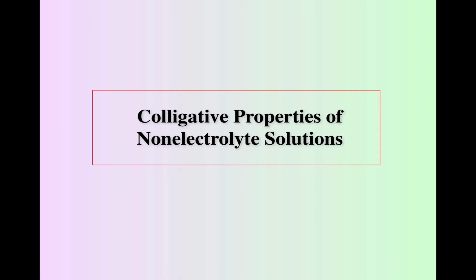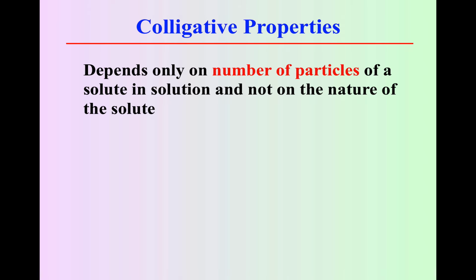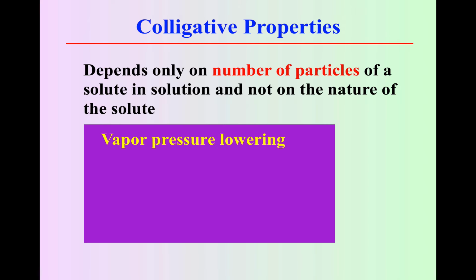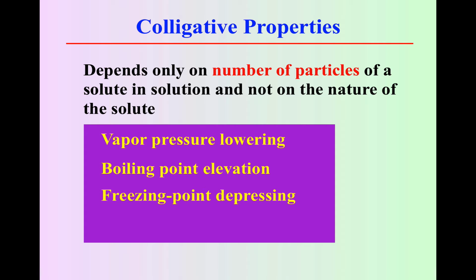The pure solvent in a solution has certain properties. If you dissolve a solute in that solvent, you change those properties. Those properties depend on the number of solute particles that dissolve in the solvent. This includes what's called vapor pressure lowering, boiling point elevation, freezing point depression, and osmotic pressure. So all four of these things depend not on what kind of solute is dissolving in the solution, but how much, and specifically how many particles.